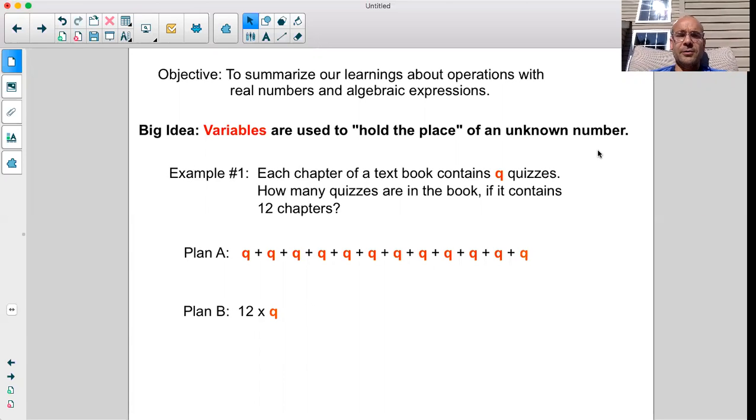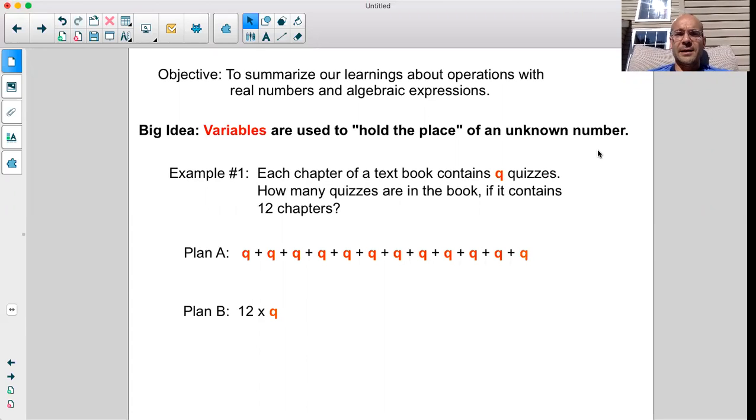So if there are Q quizzes in a book, an unknown number, but we just called it a letter for now, the strategy of plan A would be to add a bunch of Q's together instead of 2's. And for plan B, it would be to take 12 and multiply by Q to represent that I have 12 copies of Q, whatever the unknown number is.